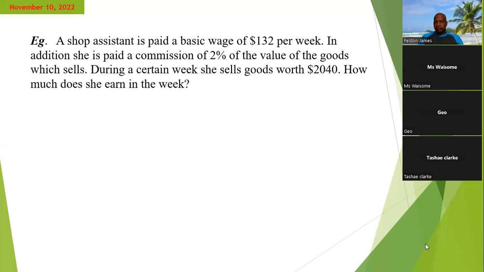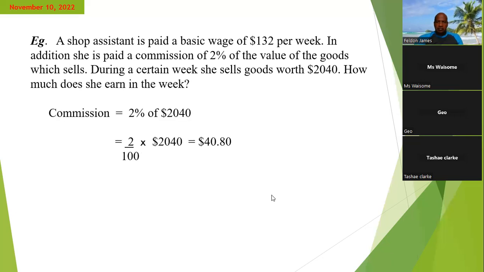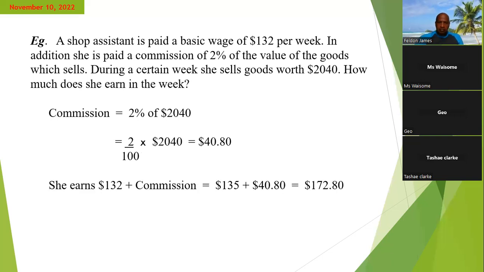So what I'm saying is, I did something, but I'm not sure if it's right. I tried to find 2% of 2040. So I put 2040 over 1 times 2 over 100, and I get $40.80. Then I add that to the 132, and I get $172.80. Correct. Okay. Anybody else got what Miss Clark would have gotten?